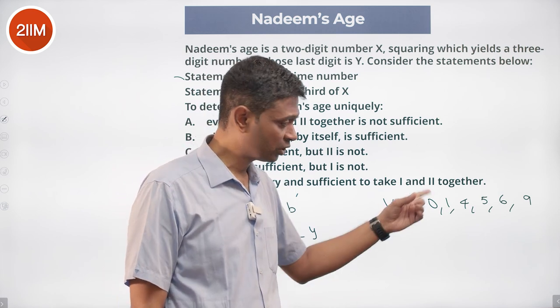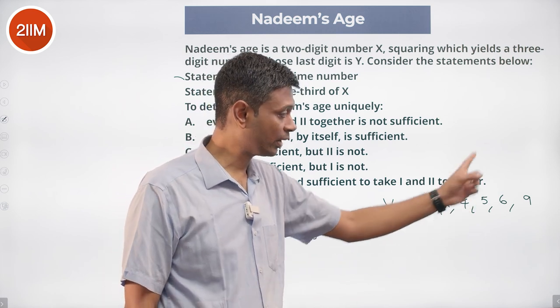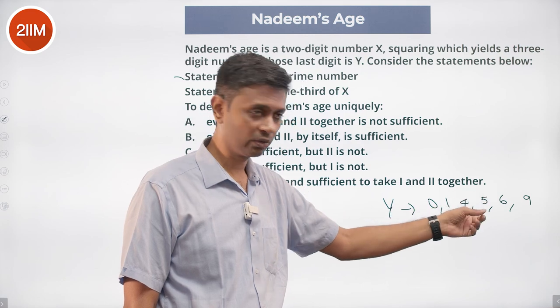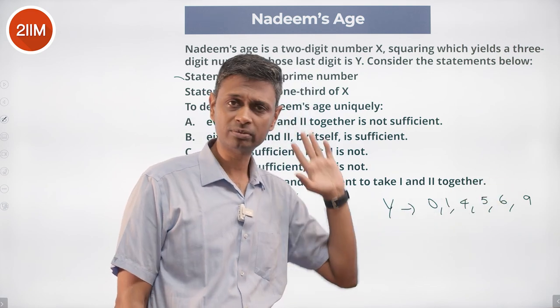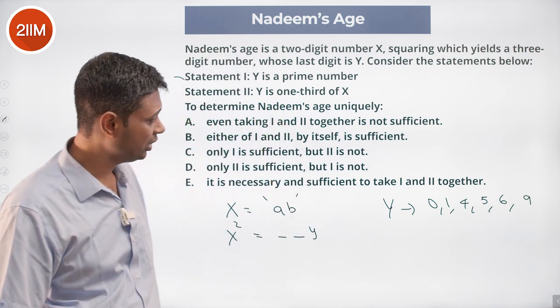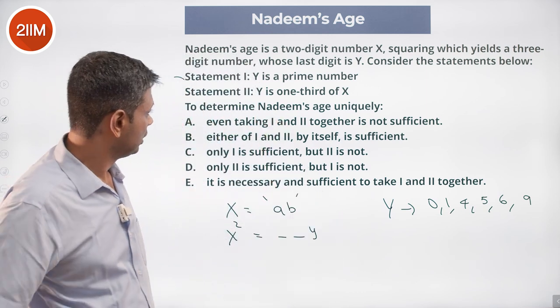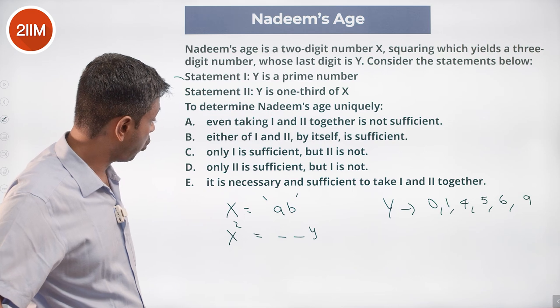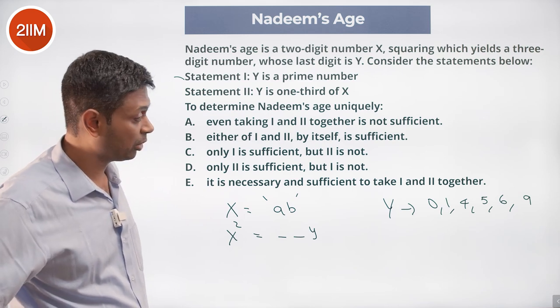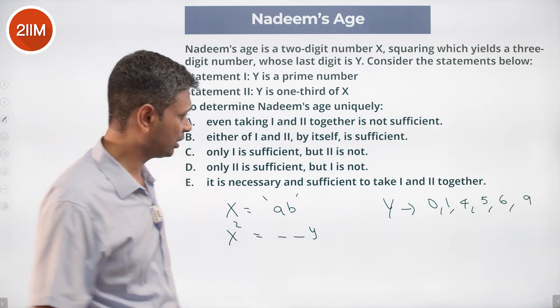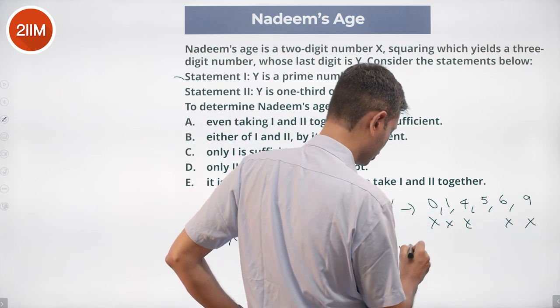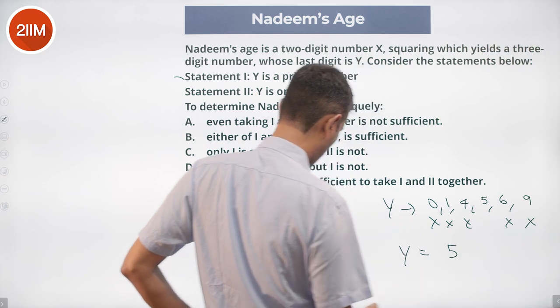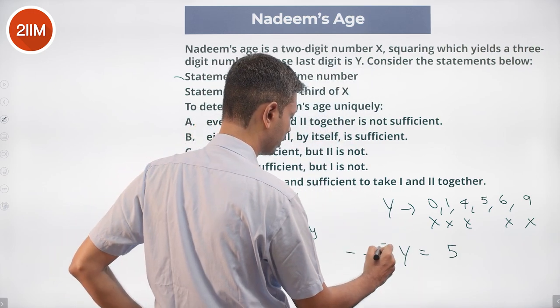0 is possible, 1 is possible, 2 square is 4, 3 square is 9, 4 square is 6, 5 square is 5, 6 square is 6, 7 square is 9, 8 square is 4, 9 square is 1. Works rather beautifully. These are the possible digits. Now we know that Y is a prime number. That means Y should be 5. I mean, brilliant, because this is not prime, not prime, not prime, not prime, not prime. We know this digit. So our square number is dash dash 5.